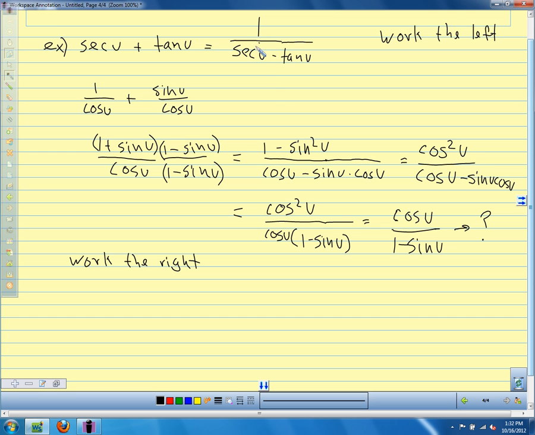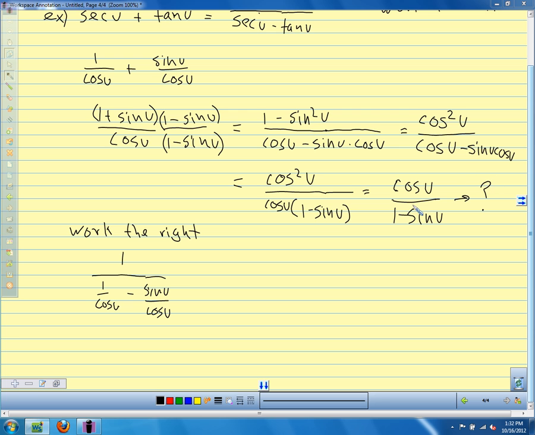We can't just put this as 1 over secant and 1 over tangent, so we can't break up the fraction that way. So what I'm going to suggest is let's write everything in terms of sines and cosines. So I'm going to say this is 1 over cosine u minus sine u over cosine u. And now we need to add this fraction.